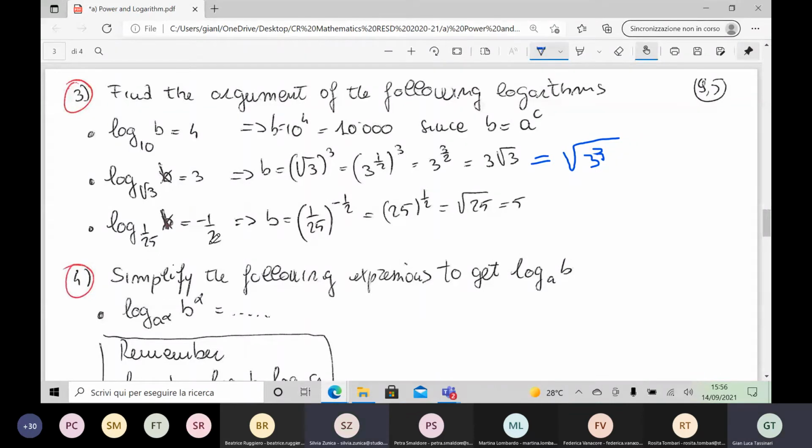Okay. If you change, guys, the sign of the exponent, you have to take the reciprocal of the basis. So I changed the sign of the exponent, but I took also the reciprocal of this number, which is 25. Now, this means square root of 25, which is 5.